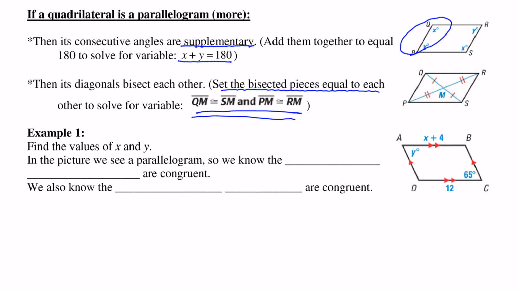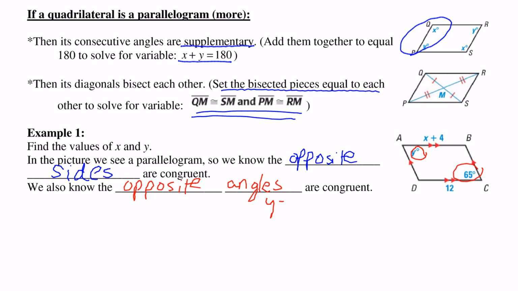So example 1 is we want to find the values of X and Y in our problem. In our picture, we know that the opposite sides are congruent, because it is a parallelogram. We also know that the opposite angles are congruent. And from these 2 things, we can set some different pieces equal. We know the opposite angles are congruent, so Y equals 65. And that's pretty much it for Y, because we already have it solved, so our Y is done.